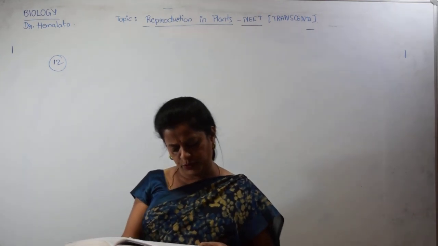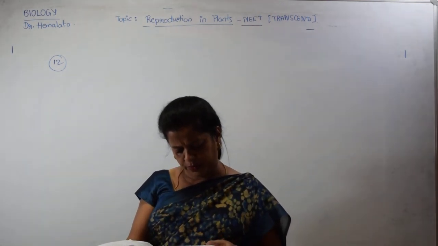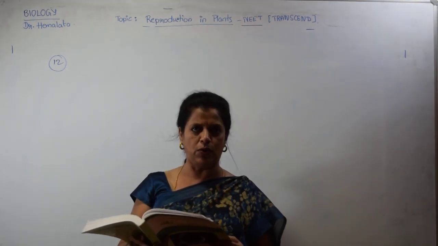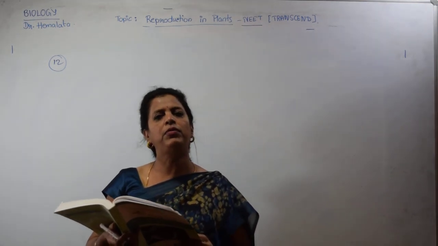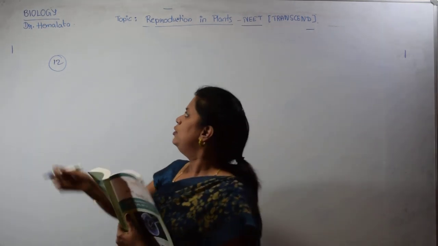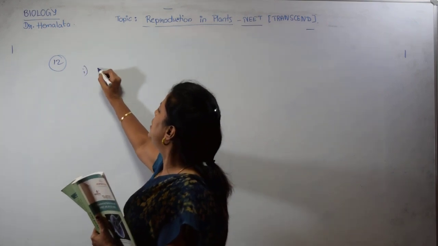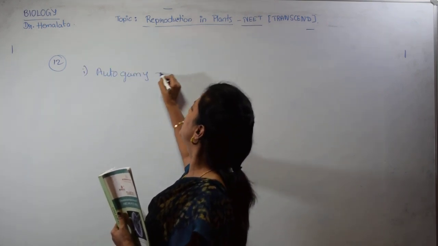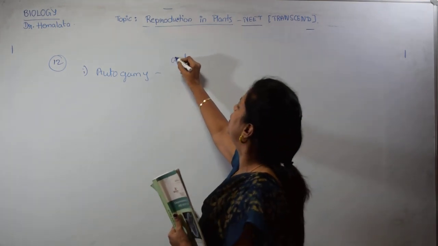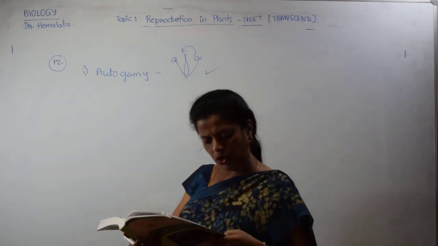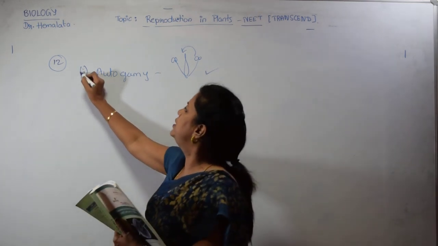Transfer of pollen grains from the anther to the stigma of the same flower is autogamy. Is it right or wrong? Transfer of pollen grain from the anther to the stigma of the same flower is called autogamy. So the first option, the A option given, is right.